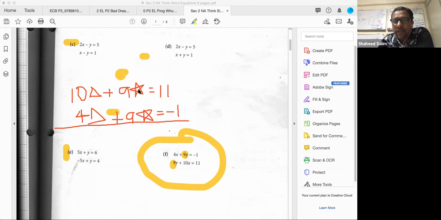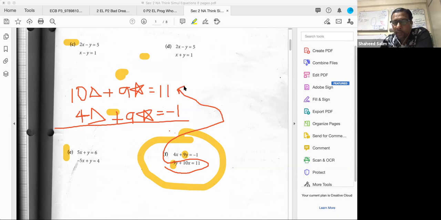Now here this star represents y. The triangle represents x. I'm putting down equation number 2 here, and then this one I'm putting here. So you see, 10 triangle minus 4 triangle gets 6 triangle, or 6x. Can you see? 9y minus 9y, no more y.